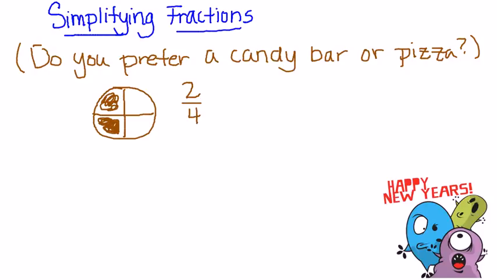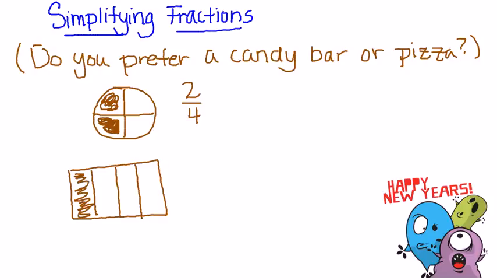If you are a candy bar person, you might have it look like this. You would have it shaded in here, and shaded in here, and this would still be 2/4. So half of it is pretty much gone. However, when we're talking about simplifying fractions, we are not changing the amount of shaded area we have. The shaded area is not going to change. What's going to change is the size of the pieces.